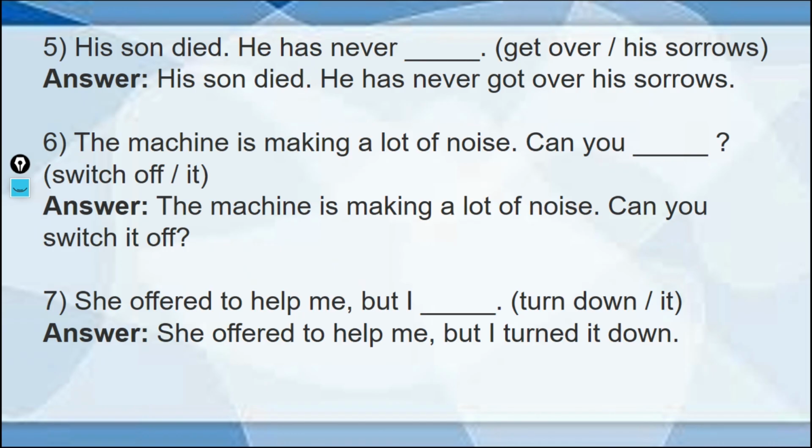The sixth example, the machine is making a lot of noise. Can you, blank, switch off, and it are the options. How will we rewrite it correctly in a grammatical way? The machine was making a lot of noise. Can you switch it off? She offered to help me, but I, blank. Turn down or it. She offered to help me, but I turned it down will be the correct grammatical order.